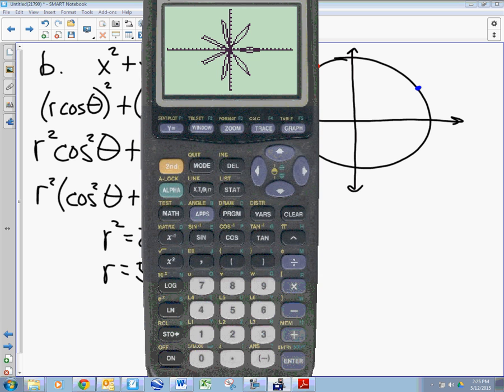Kind of cool, huh? The possibilities are really endless. You have all sorts of graphs you can generate. And we're just looking at the very basics of it. Does that make sense? All right, let's try one last one.